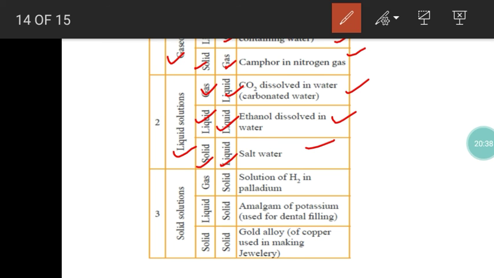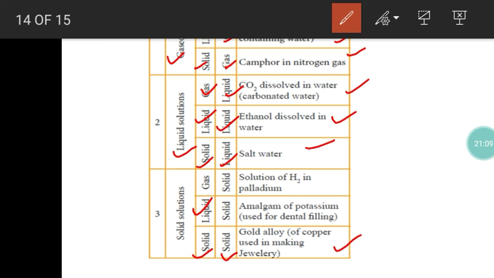Next one, solid solutions. So solute will be in different phases, but solvent will be a solid. You take solid in solid. All alloys are examples of this. Alloys are the homogeneous mixtures of metals. Metals will be heated to high temperature. After melting the metal, we mix different metals, we get alloy. So all alloys are examples of solid and solid type of homogeneous mixture.